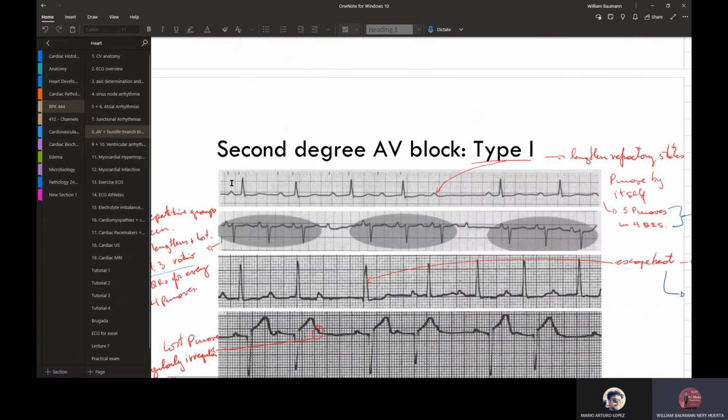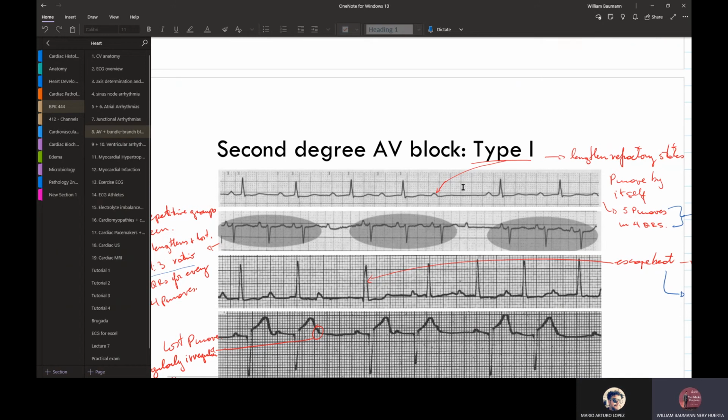And here we see it. Let's start at the left. We see a PR for a QRS and a QRS for a PR. It repeats, but it's getting longer. Every single one is getting longer. This one's getting longer. This one's getting longer. Look at that one. Longer. So longer, longer, lost. There's a P wave, but there's no QRS for that P wave.